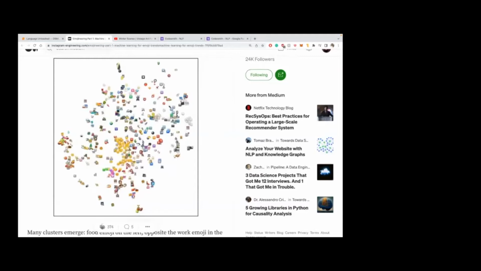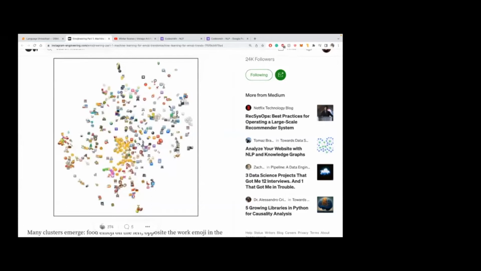But basically each emoji is placed in space related to the other emojis in meaning. So here we have all the happy faces, just like faces in general, not just happy. Over here, we have the vegetables and fruits, which makes sense because people are probably talking similarly about vegetables and fruits.